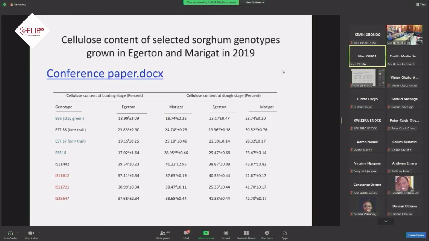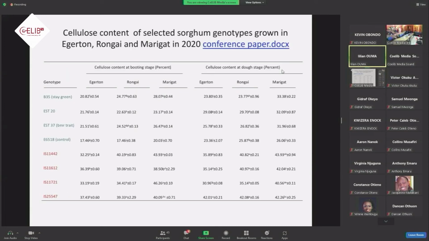The same trend was observed in 2020, as cellulose content increased as we moved from Egerton, Rongai, to a hotter region in Marigat. Again, different genotypes in 2020 had different cellulose content, with B35 having the lowest, and the ones highlighted in red having the highest. The hemicellulose content followed the same trend as cellulose. Again, B35, EST37, and E6518 had lower content, while those highlighted in red had higher hemicellulose content.